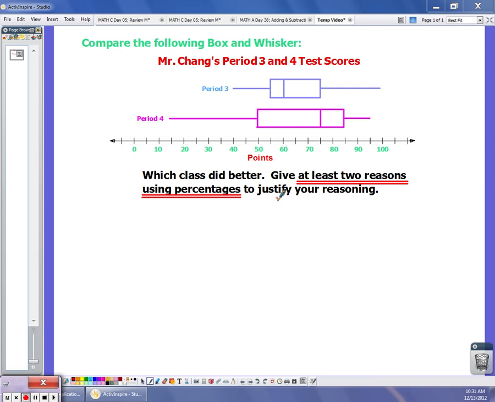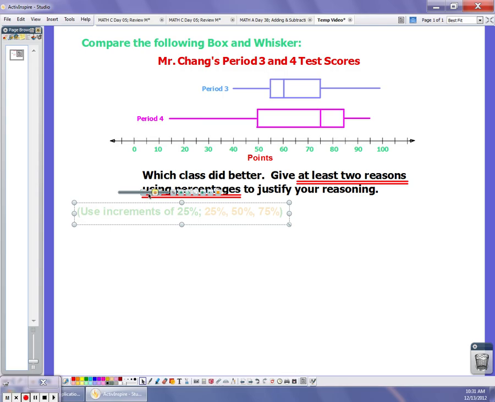So what we want to do with this made up information is to figure out which class did better and to give at least two reasons using percentages to justify our reasoning. So let's take a look at this. When we use percentages, just remember that we use increments of 25%. The reason why is that in every box and whisker, each section is 25% of the data. So I'm dividing each section and putting the number 25% above each one to help me read this information.